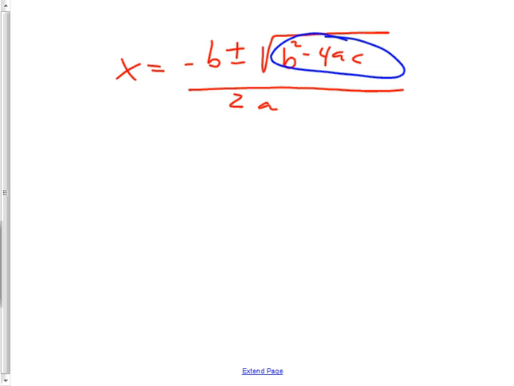How could you possibly have no answers to a quadratic? Yes. If this is negative, there's a negative underneath here, you won't have any real answers, but you would have what kind of answers? Imaginaries. You'd have two imaginaries.